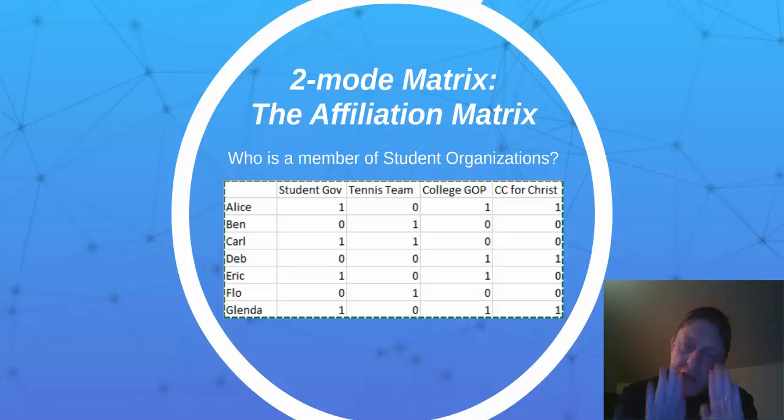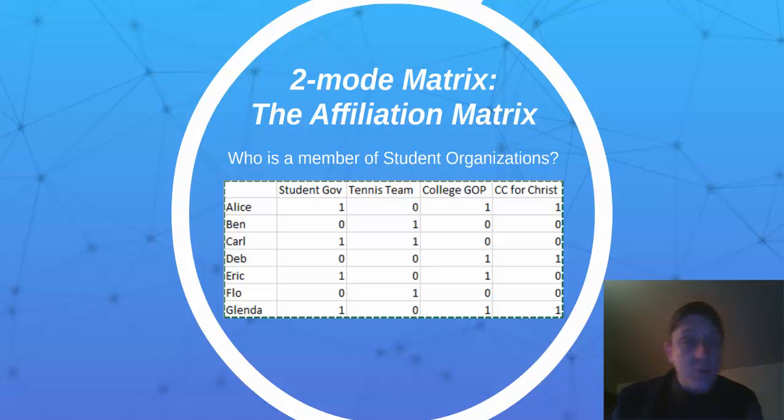If you have two kinds of objects, how would you represent that in a matrix? By moving away from the one-mode convention of a matrix, which says the rows and the columns are the same, and we're looking at the relationship between two nodes. No, we're not looking at that anymore. In a two-mode matrix, the rows and the columns are different.